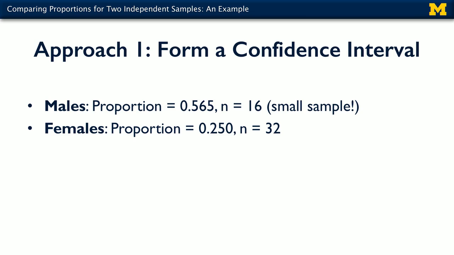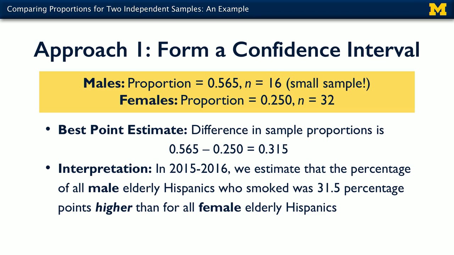Among the females, we have a slightly larger sample, but still only 32 individuals. And among the females, we find that 1/4 of the females smoke, or 0.25 is our proportion. So the key aspect of this example is that we have small samples of males and females that we're using to try and make inference about this population difference in the proportions. So we have our estimates.